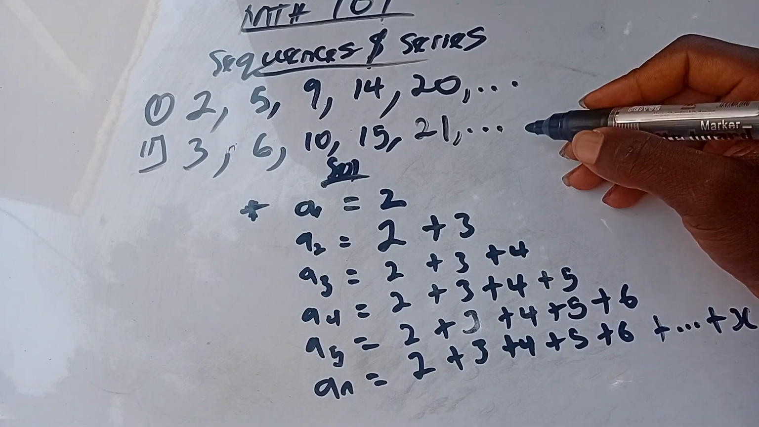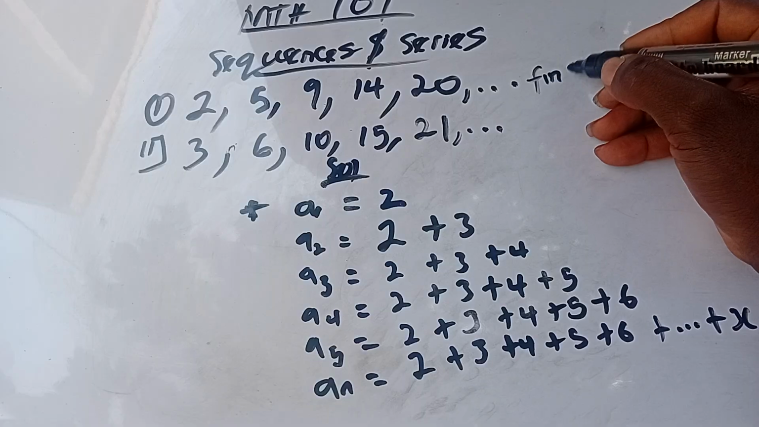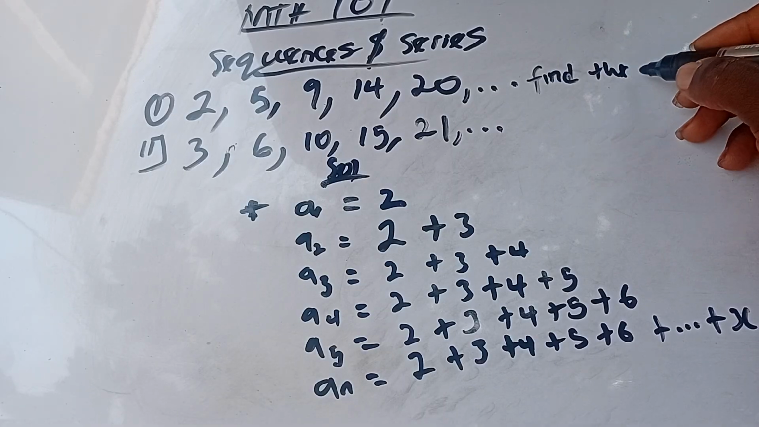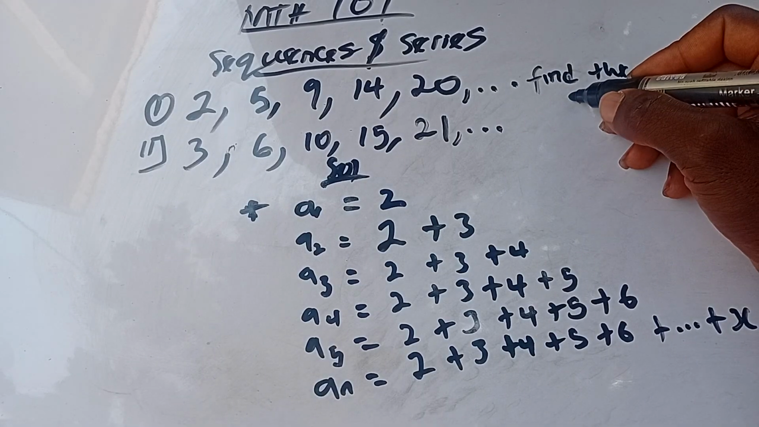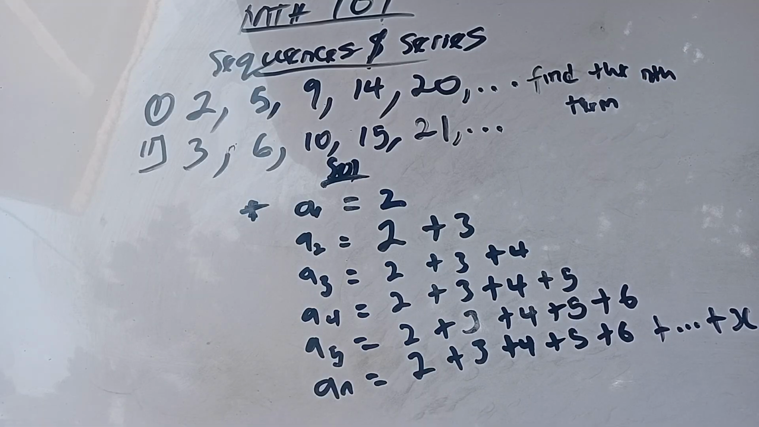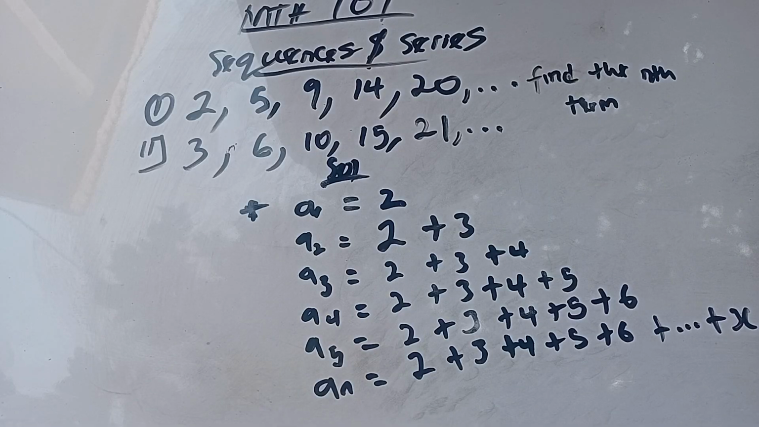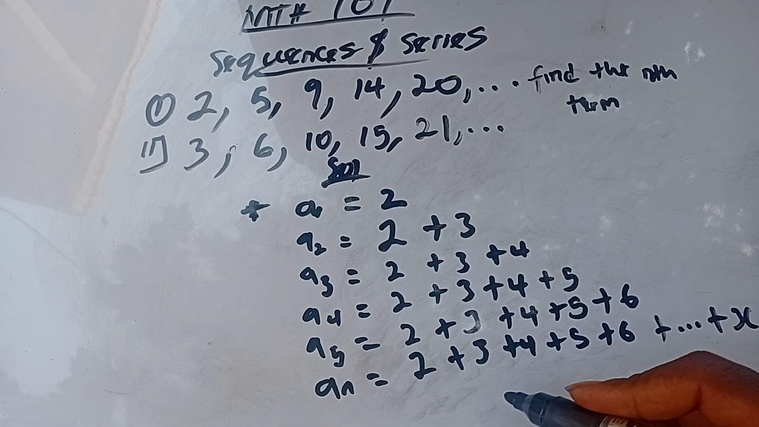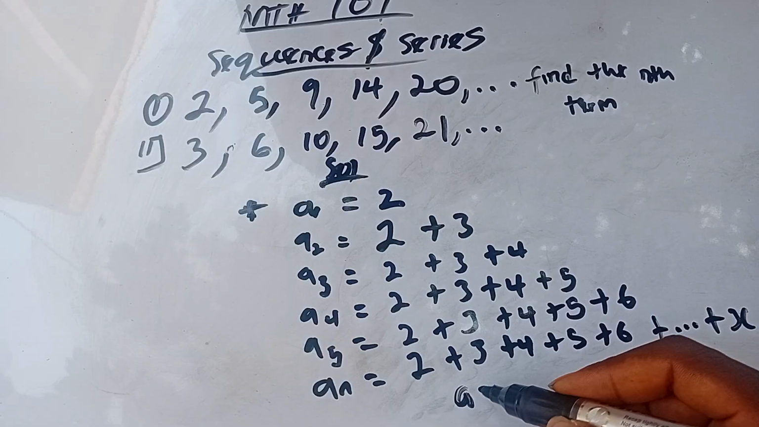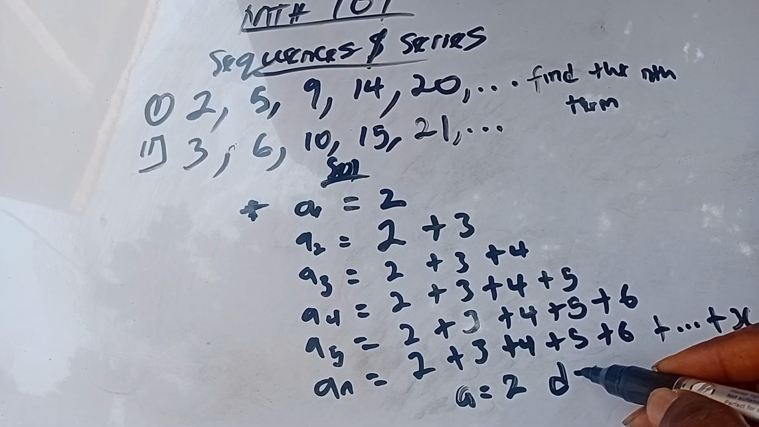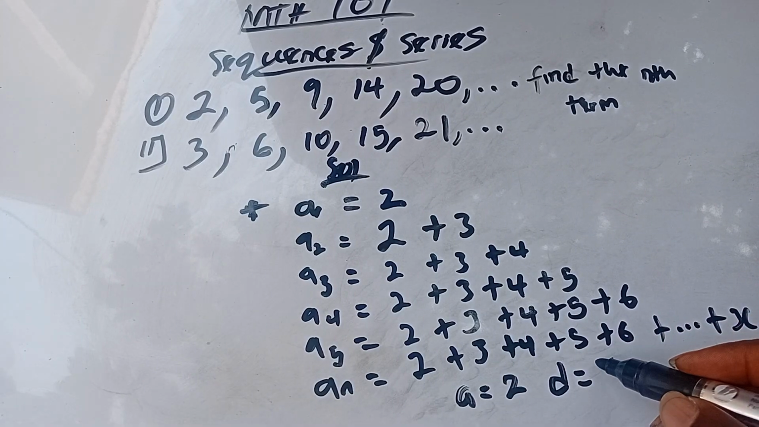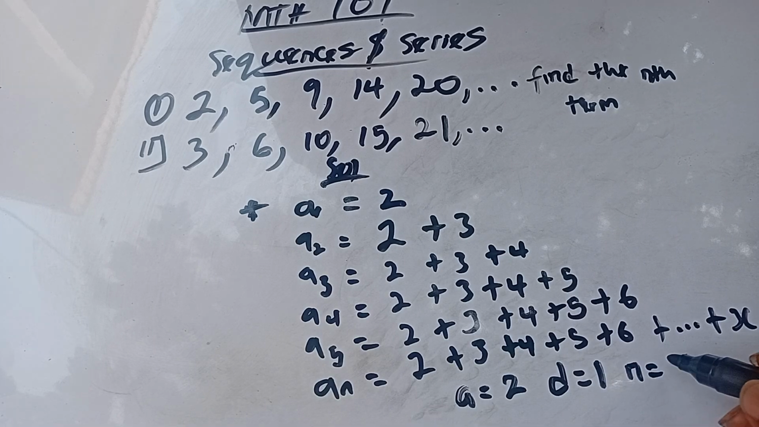The question is, find the nth term of the sequence. We want to look for the nth term. Now we can use this pattern because it follows the AP series to find our nth term. We can say that our first term, a, equals 2. What's our common difference? We can use this. Our common difference is 1. Our n is unknown. Now, if we want to find our nth term, we are not going to use Tn. We are going to use Sn, the sum of AP.